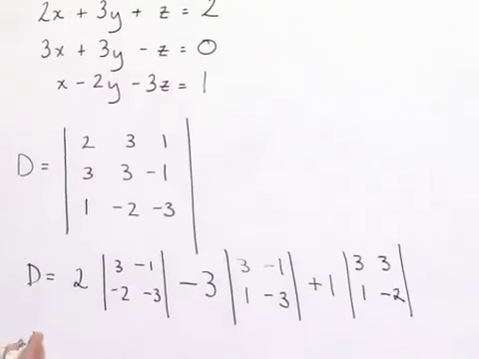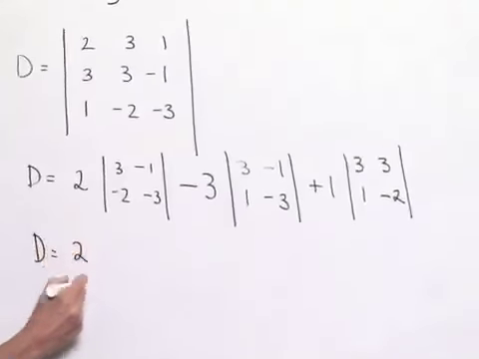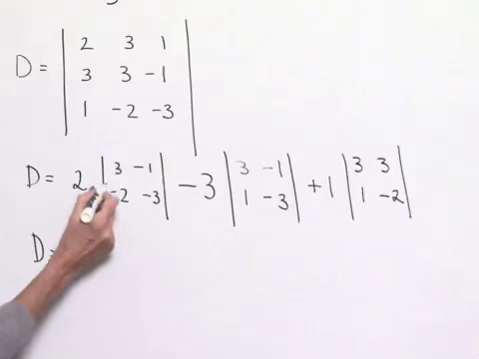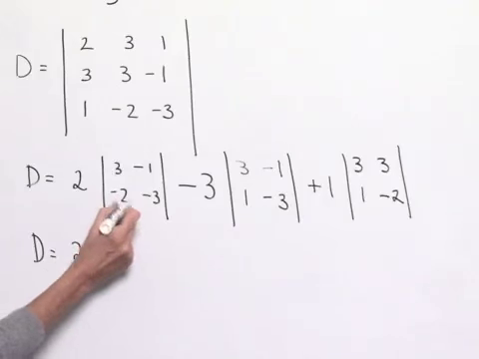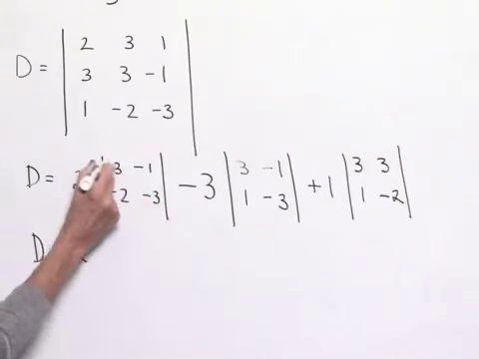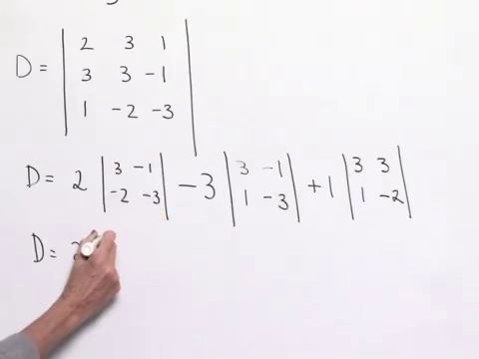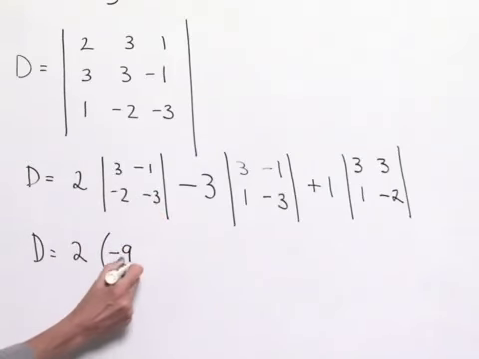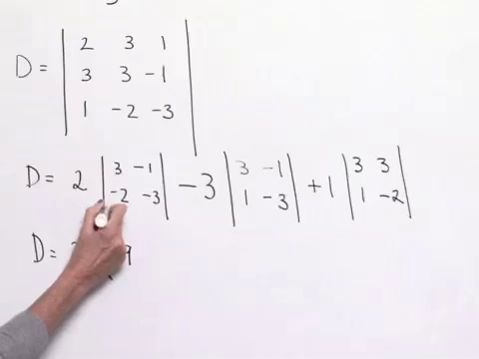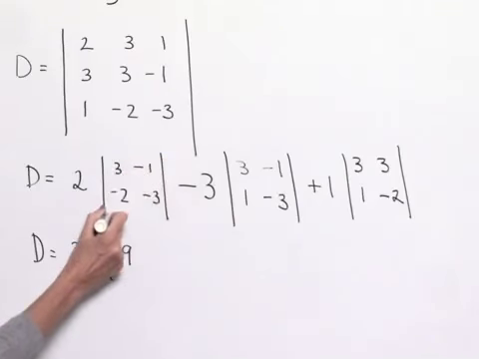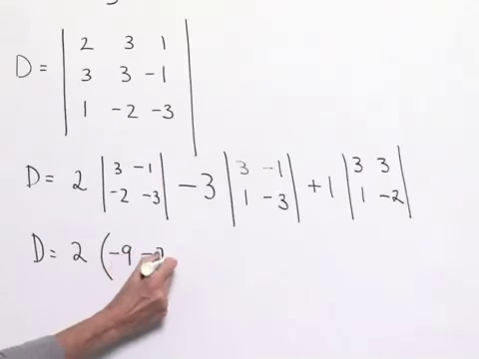Now let's continue evaluating. D will equal the value of 2 multiplied times the value of this 2 by 2 determinant. To evaluate the 2 by 2 determinant, recall that we're going to multiply across the diagonal that goes from the upper left to the lower right. So that product is going to give us a negative 9. And then we're going to have minus the value that we come up with when we're looking at the diagonal that goes from the upper right to the lower left. So that product is going to give us a 2, so we're going to subtract 2.